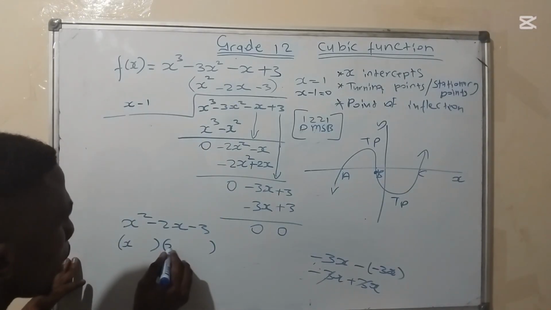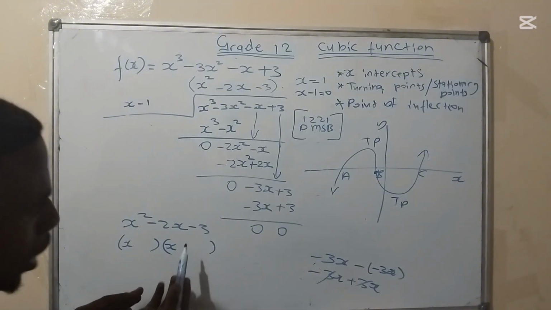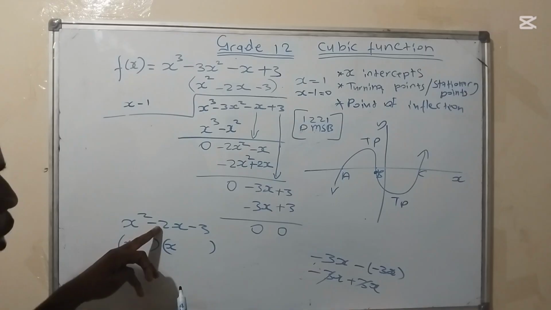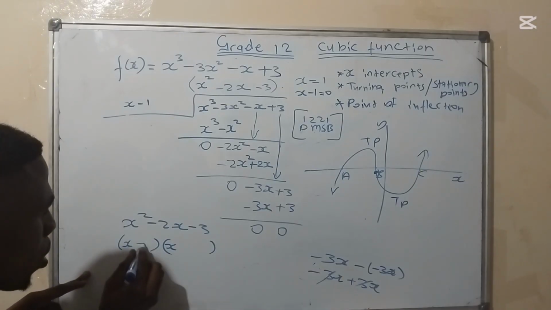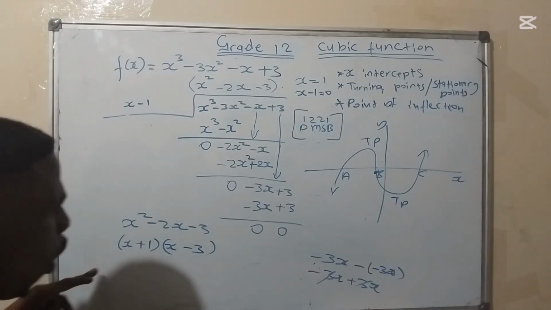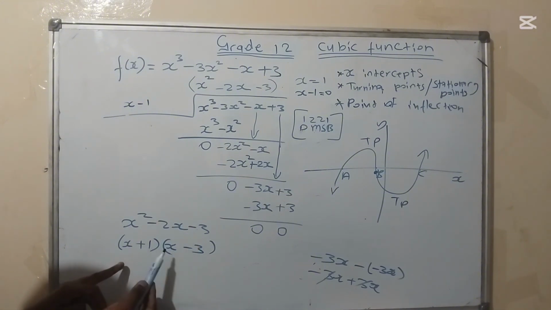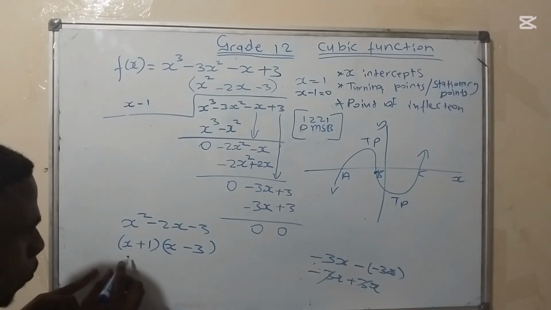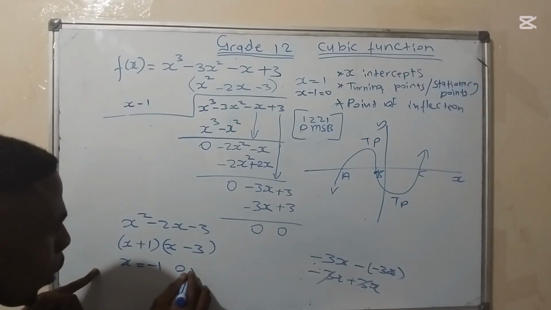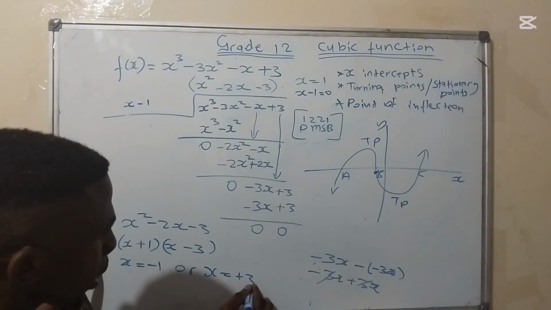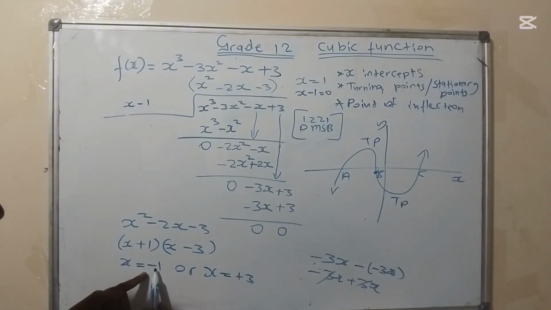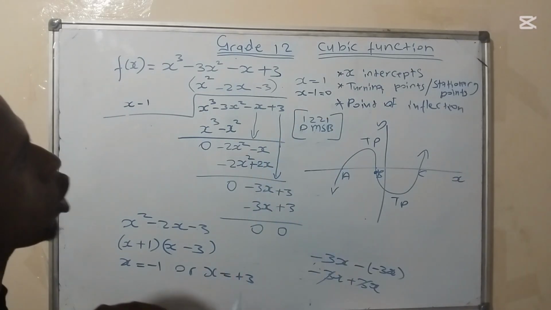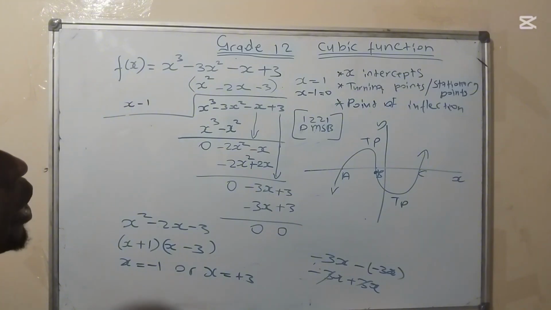So we have x and also x to get x squared. So which factors of 3, when you multiply them, will give you negative 3, but when you add them, will give you negative 2? It's positive 1 and also minus 3. Then x is equal to minus 1, or x is equal to positive 3, which means our first factor is equal to negative 1, and the other factor is equal to positive 3.